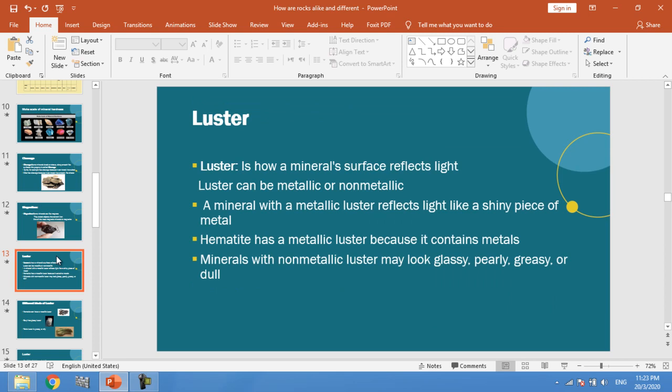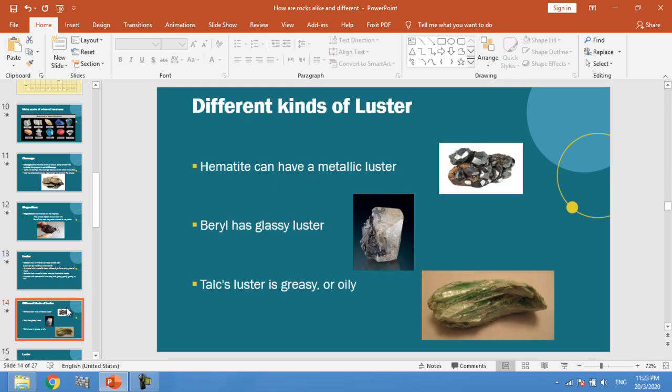Non-metallic luster may be glassy, pearly, or dull. Pearl has a glassy luster. What is glassy luster? Glassy means that white light is reflecting from it.